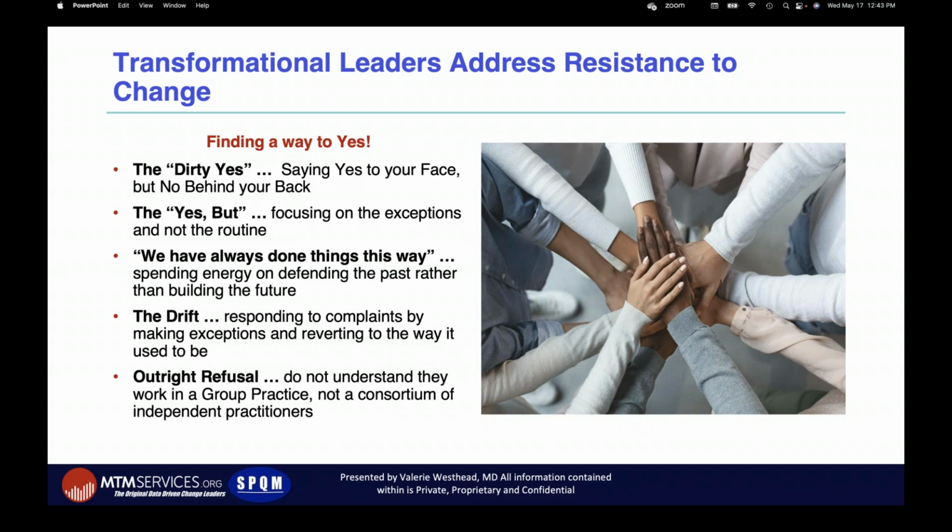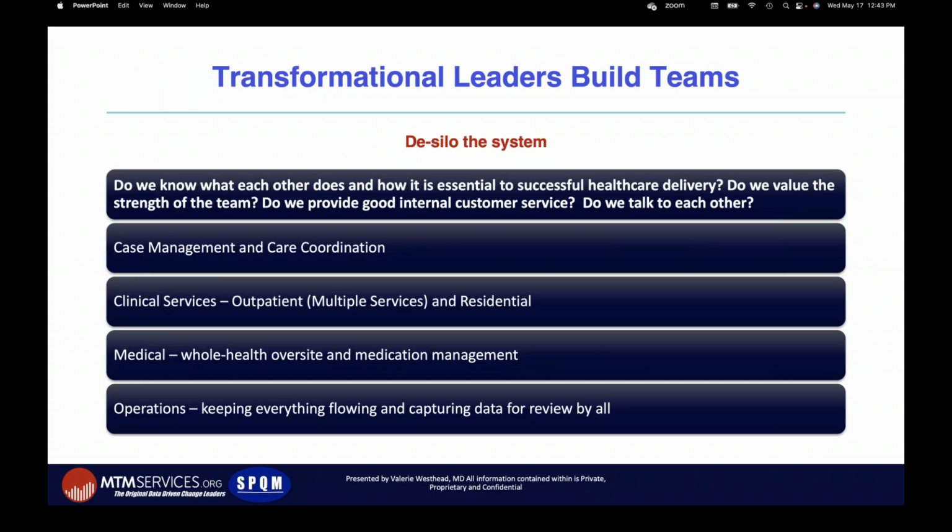And the one that's probably the most difficult, but in some ways the easiest to deal with, is the outright refusal to do something. "Hey, I think it's a great idea, but I'm never going to do it." It's helping them to understand that at our organization, you work for a group practice, and this is how we're going to do things moving forward. I hope you can find a way to work with us on that, with the unspoken message of it's not going to be something that you can just say no to.